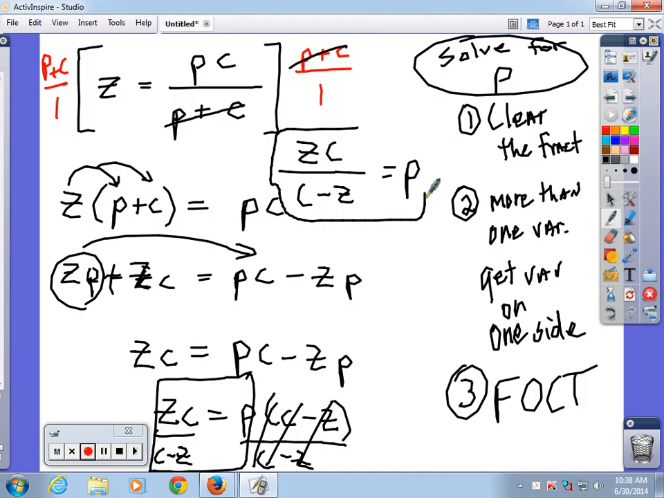What section is this again, please? 7.5. I think it's our last section, isn't it? It is.